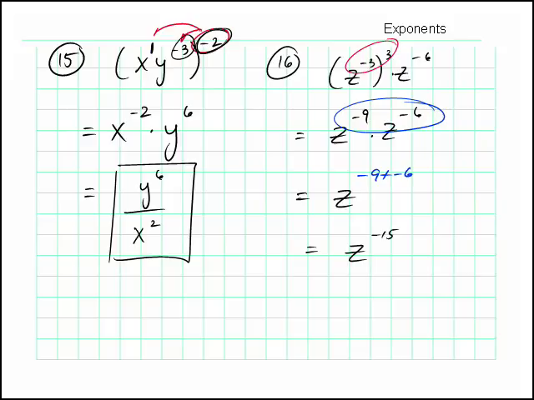We want to write that as a positive exponent, so I flip over the z, and that is 1 over z to the positive 15. Done.